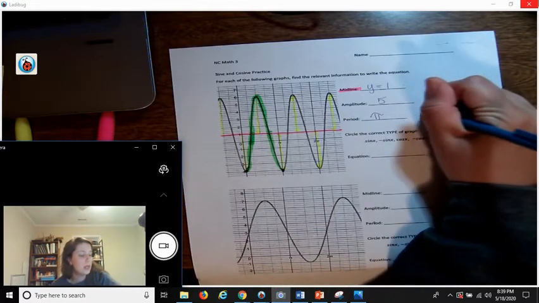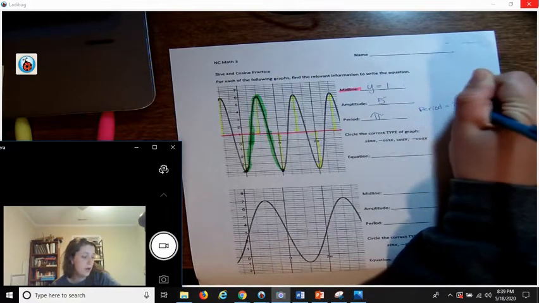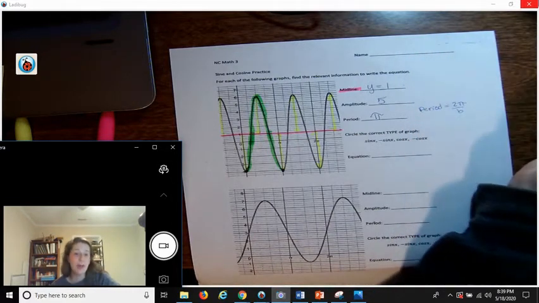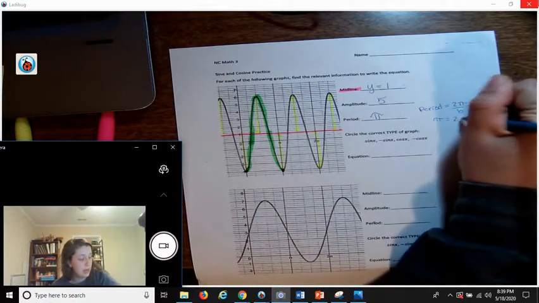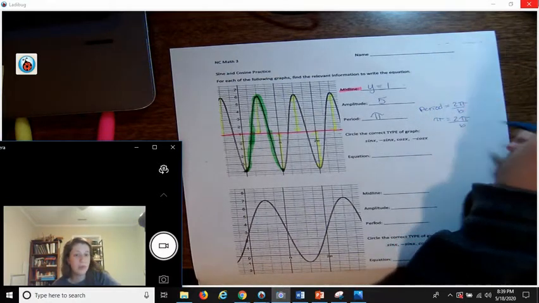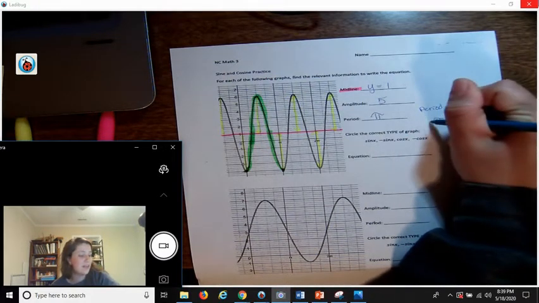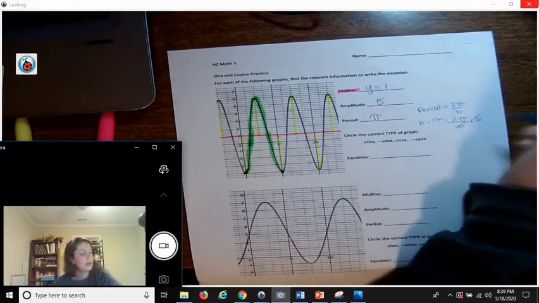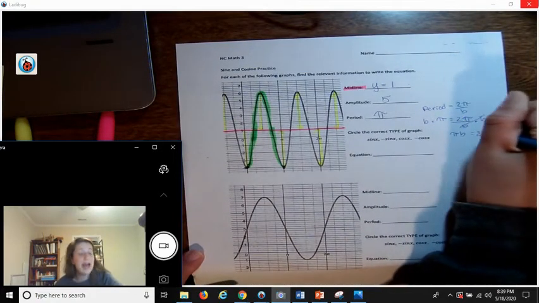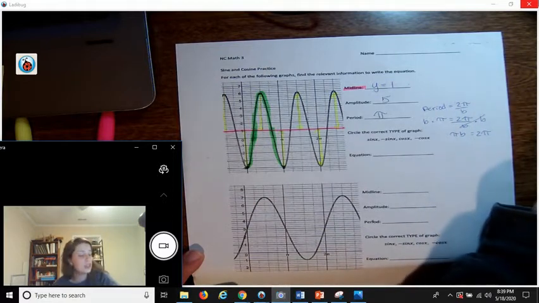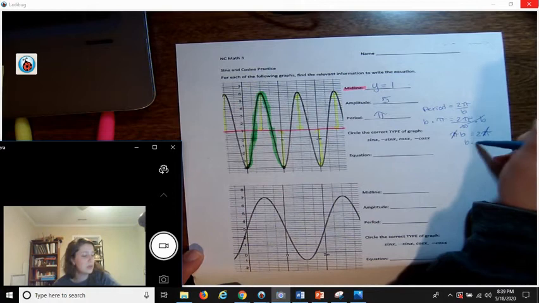So remember that our period is equal to 2 pi over b. So we need to solve for that b. So pi is equal to 2 pi over b. We can solve for b by multiplying both sides by b to get it out of the denominator. So then we get pi b equals 2 pi. And now we have a pi on each side, so we can just cancel those out. So we know that b is equal to 2, okay?